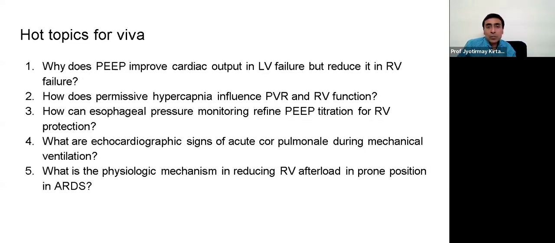So exam-going students, these are the hot topics for the viva. Most examiners, if they want to grill you, these are the things they can ask, because these are very much connected to practice.